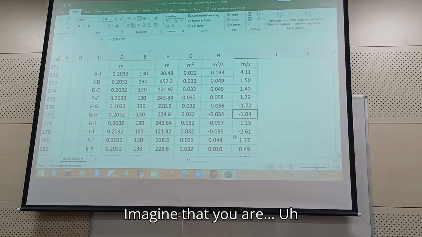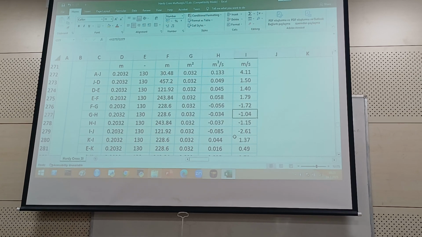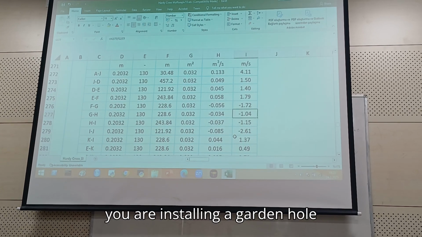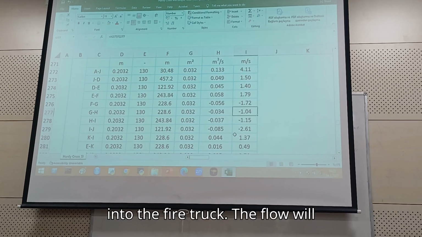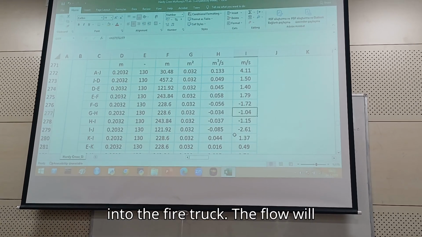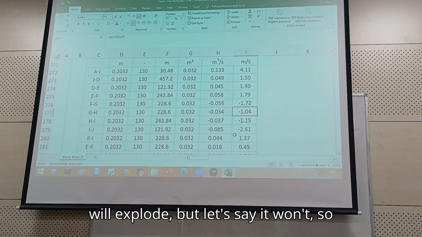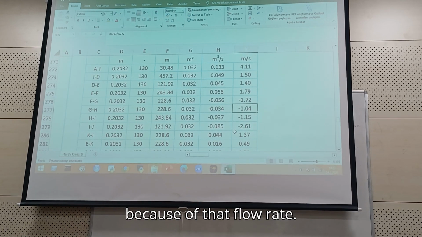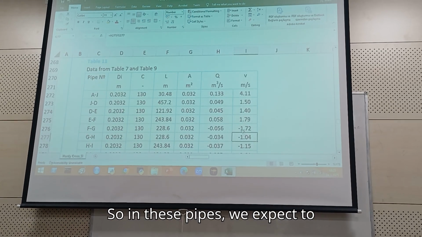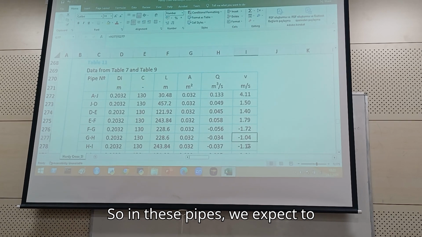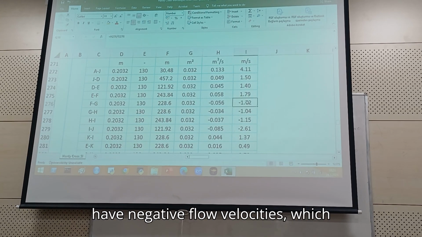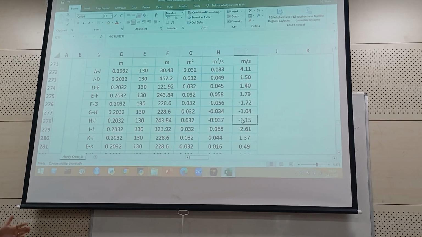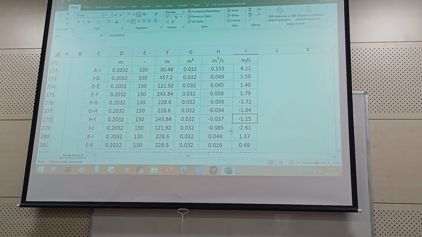Imagine that you are connecting a garden hose to a fire truck. The flow will not go into that fire truck. Of course it will explode, but let's say it won't. So you imagine some flow will go back because of that flow rate. So in these pipes we expect to have negative flow velocities, which means instead of going in the designated direction, the flows are going back.